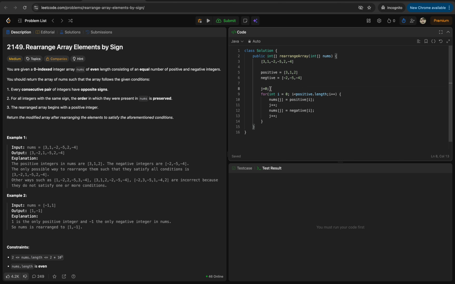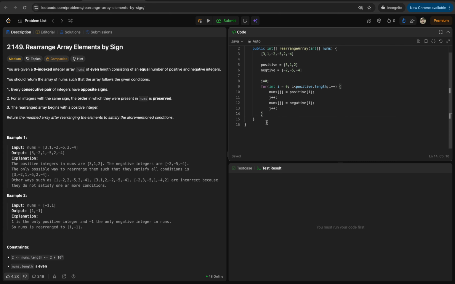So what is happening is at the 0th index we will have a positive, then j will become 1, then at the first index we will have a negative, j will become 2, then at the second index we will have the next positive, then negative, then positive, then negative, and like this we will have this filled.